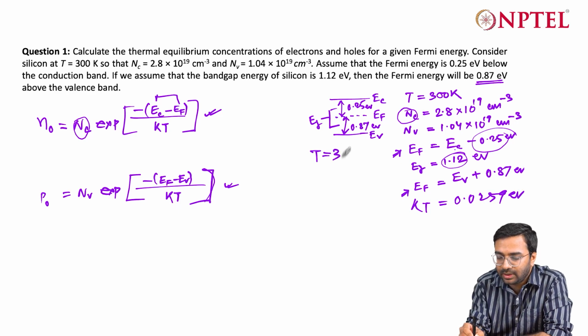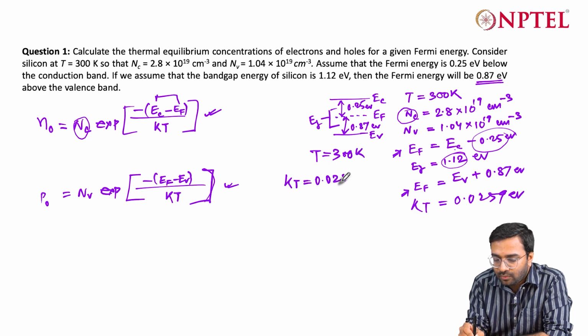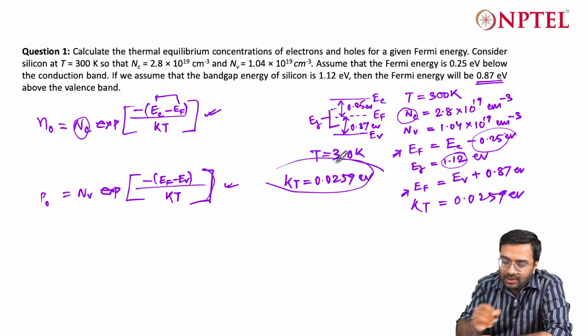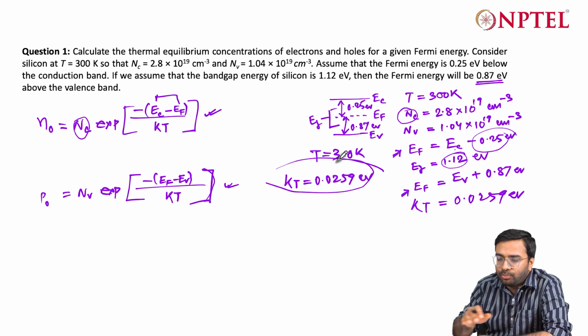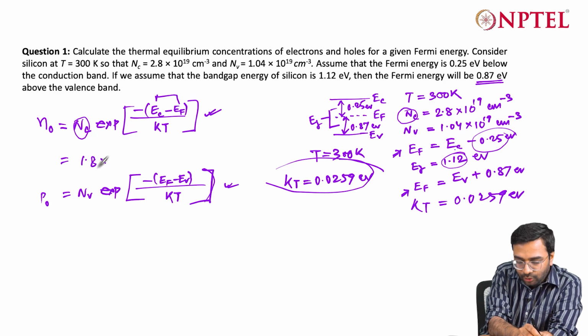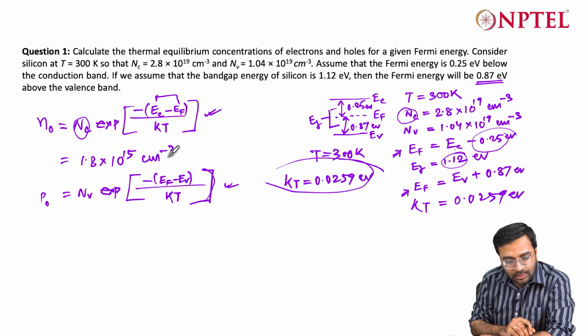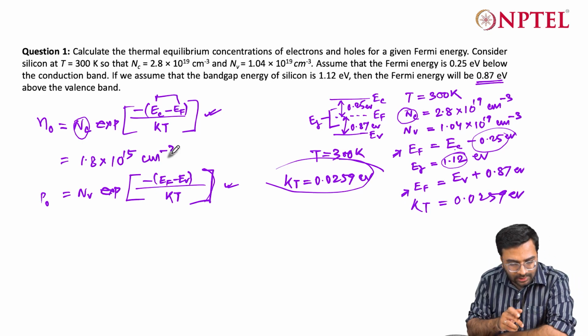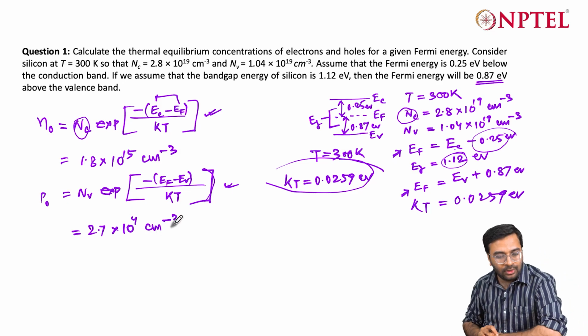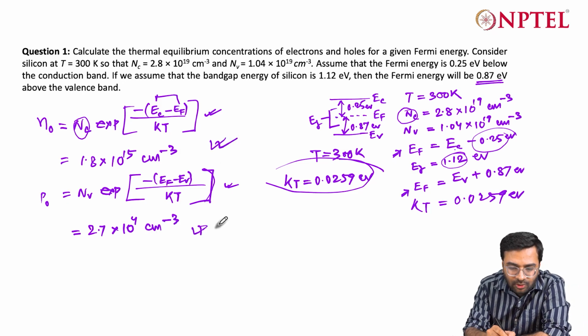So, if T is equal to 300 Kelvin, the value of KT is 0.0259. Please memorize this number, because this is very important, and in many cases you will need this value. If you put all these values in this equation, the value of N0 that you will get is 1.8 into 10 to the power 15 per centimeter cube. Similarly, the value of P0 will be 2.7 into 10 to the power 4 per centimeter cube. So, this is the value of N0, this is the value of P0.